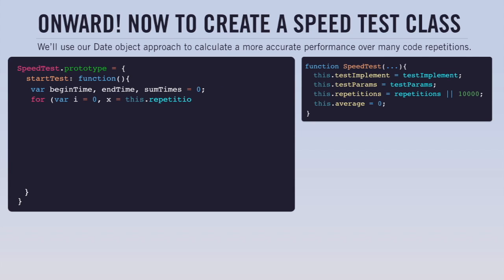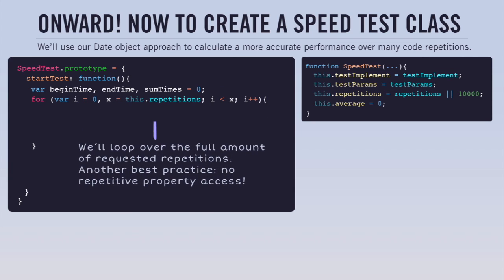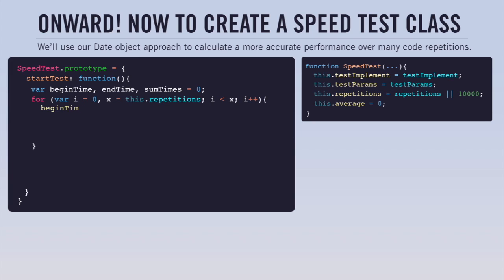Next, we'll loop over the full amount of requested repetitions. Notice that we have used our best practice of no repetitive property access at depth. We have cached that value and we'll use that value in our loop parameters. Here's where we actually use our begin time variable. Notice what we do. We establish a new date object, but we want the numerical version of it so we can do math on that numerical data. So we put that plus unary operator in the front of our new date object.